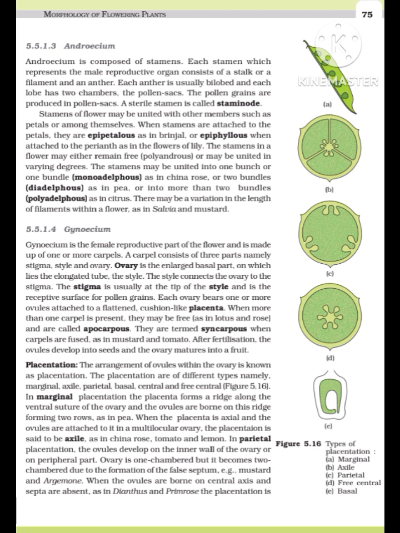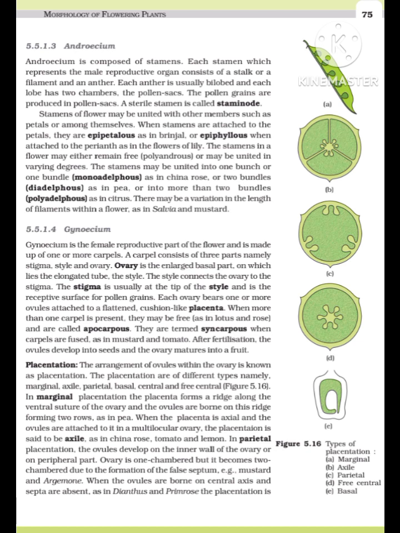When more than one carpel is present, they may be free, as in lotus and rose, and are called apocarpous. They are termed syncarpous when carpels are fused, as in mustard and tomato. After fertilization, the ovules develop into seeds and the ovary matures into a fruit. Placentation. The arrangement of ovules within the ovary is known as placentation. The placentation are of different types, namely, marginal, axile, parietal, basal, central and free central, Figure 5.16.